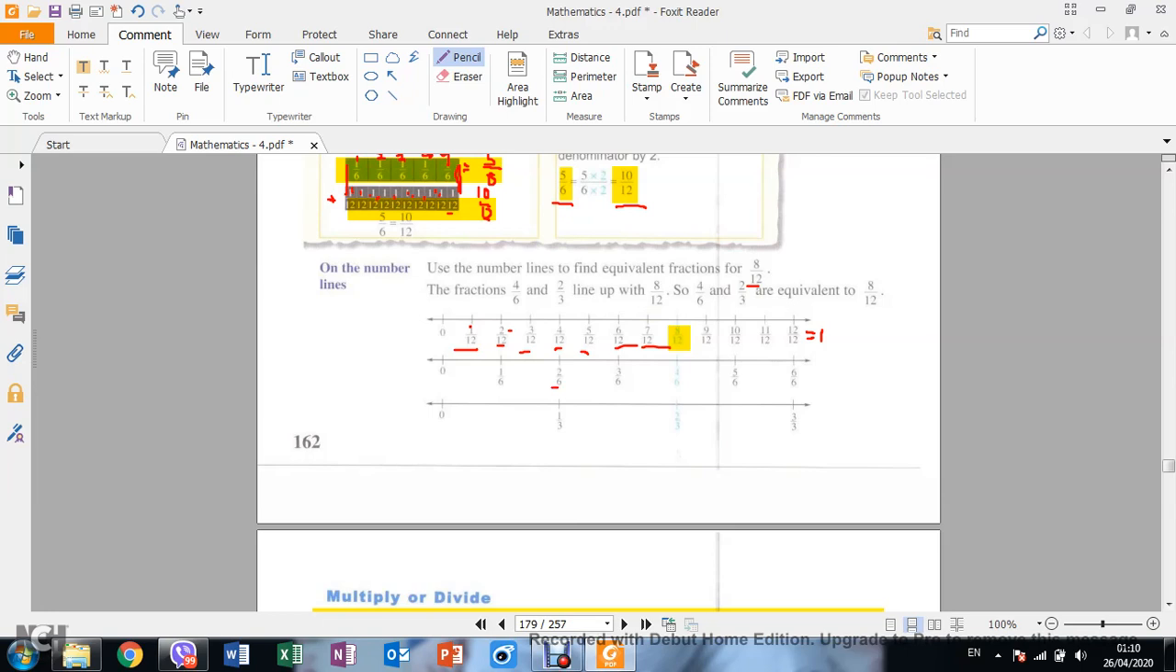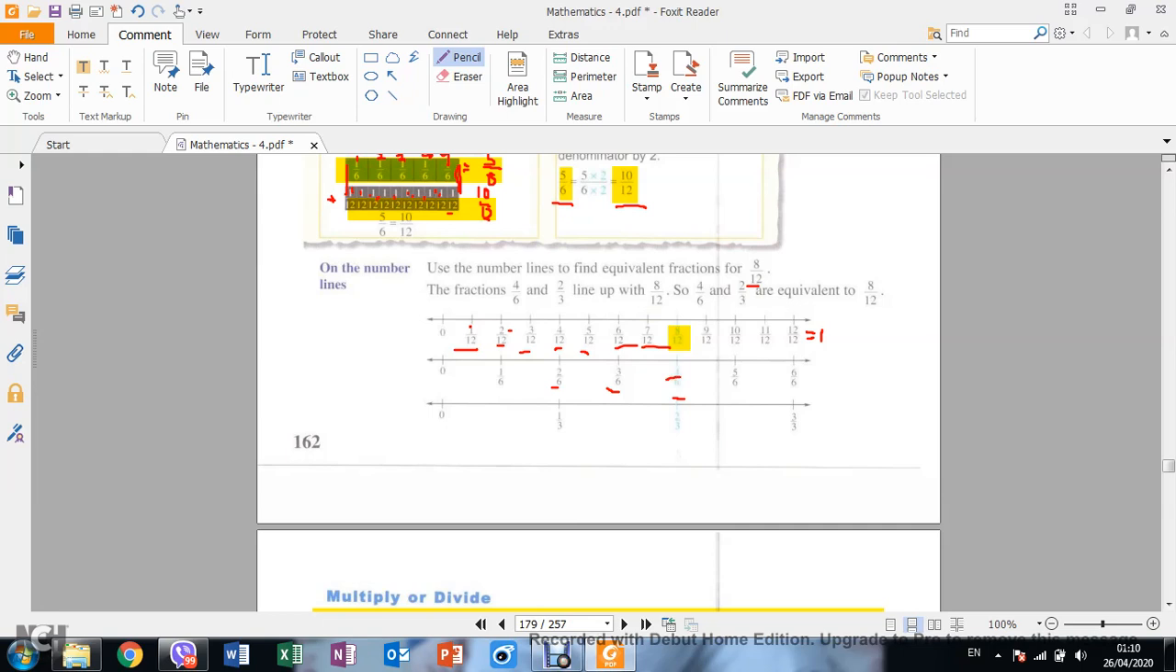Now 5/12 we don't divide. 6/12, again we divide by 2. 6 divided by 2 is 3, and 12 divided by 2 is 6. Now 8/12 is 4 over 6. Okay?